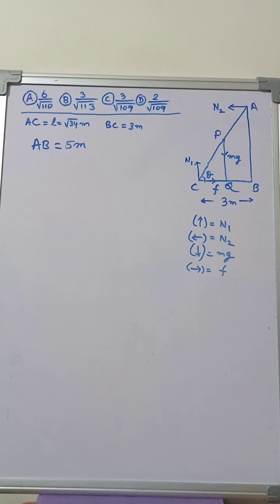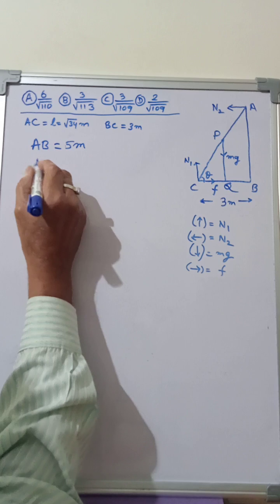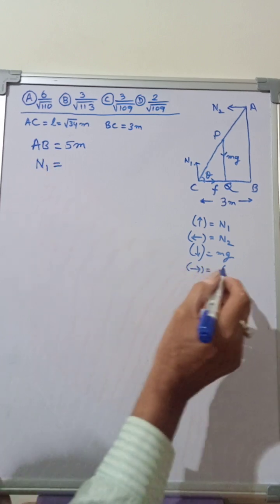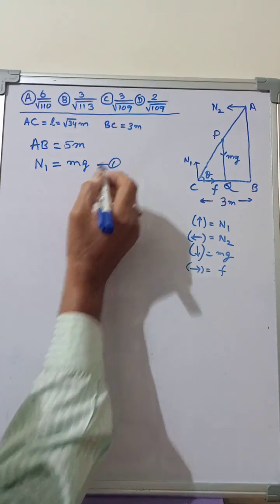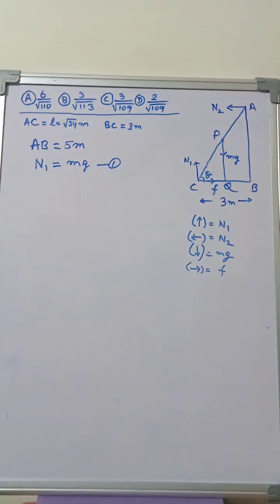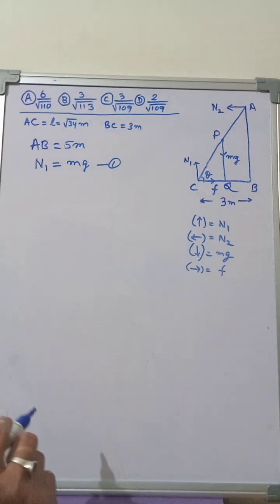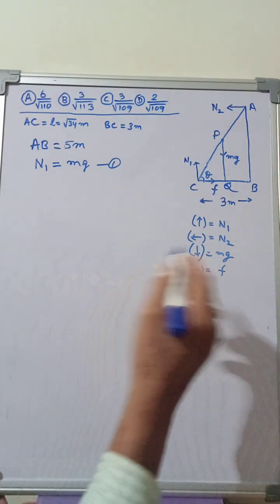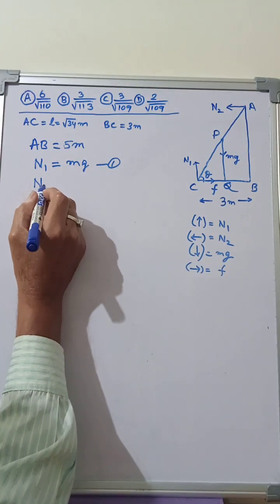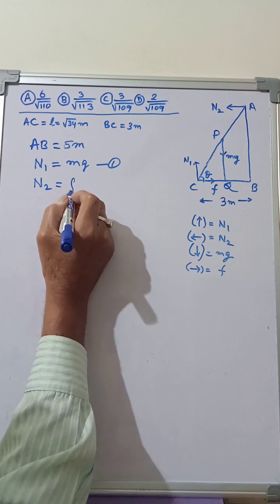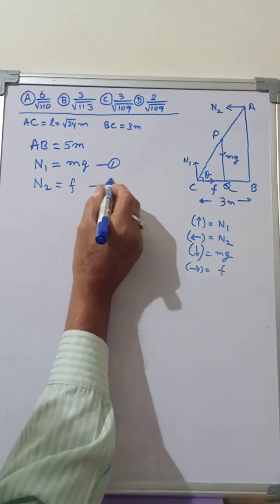Now the ladder is in equilibrium. Therefore, for vertical equilibrium, the upward force must be equal to the downward force. Upward force is equal to N1 and downward force is equal to mg. So N1 is equal to mg. Mark this as equation 1. Similarly, for horizontal equilibrium, force towards left should be equal to force towards right. The force towards left is N2, which should be equal to the force of friction F. Mark this as equation 2.